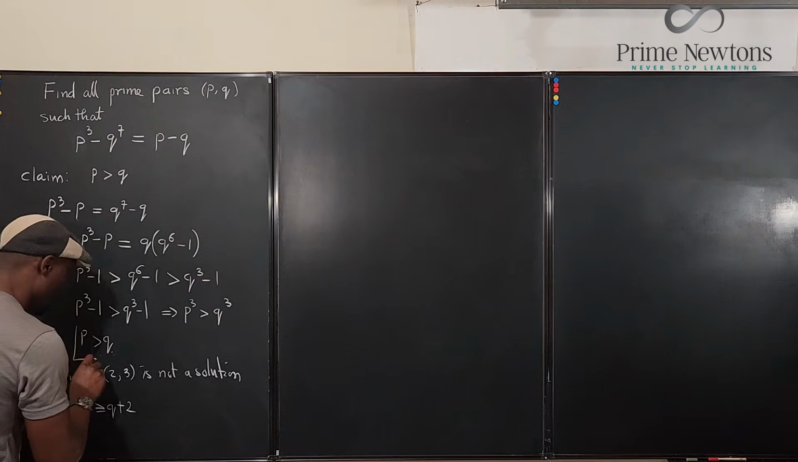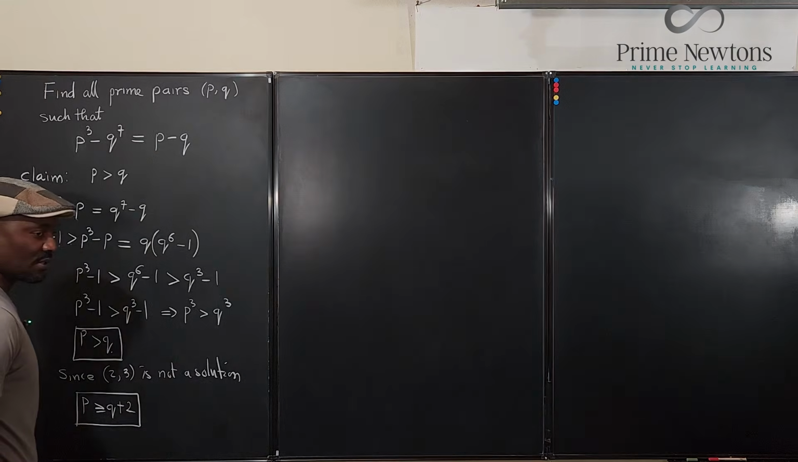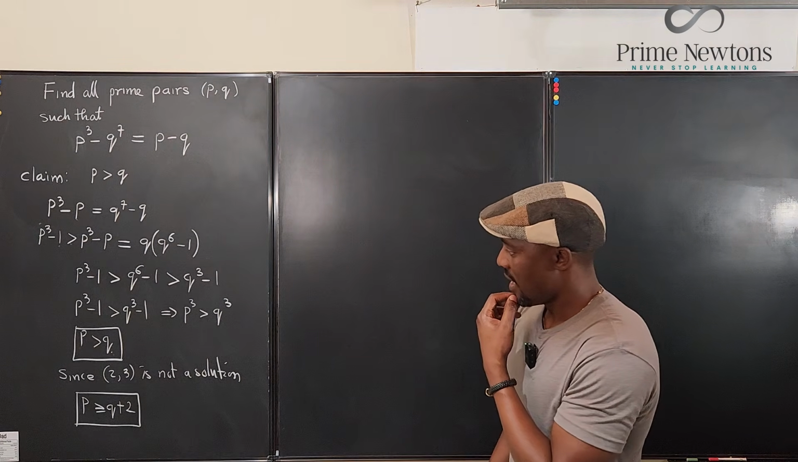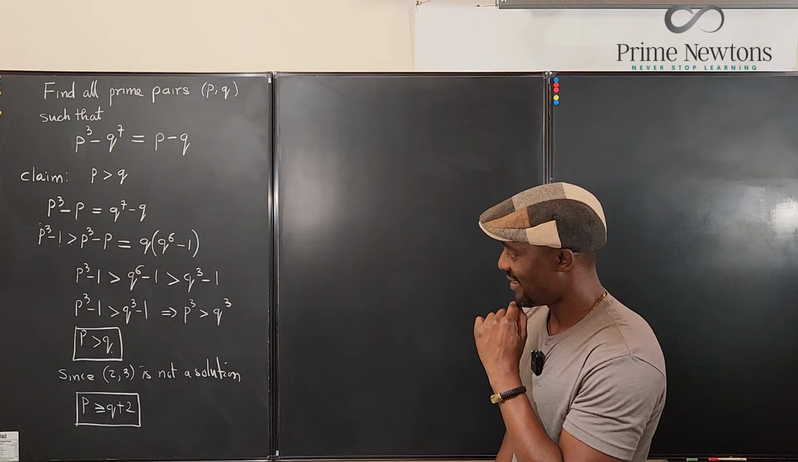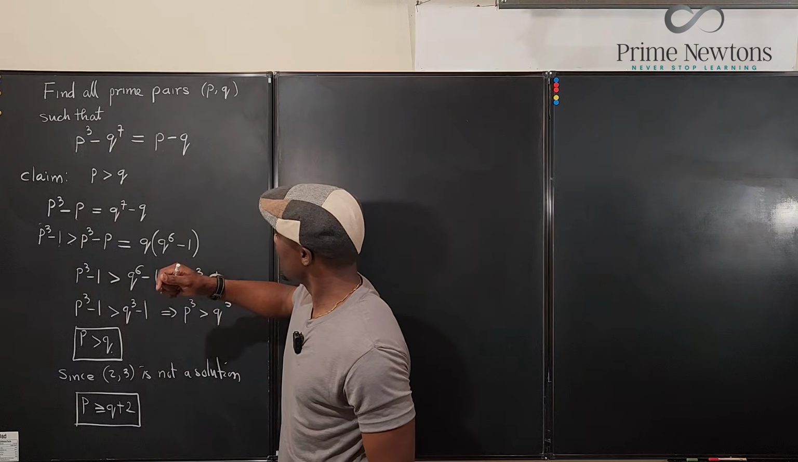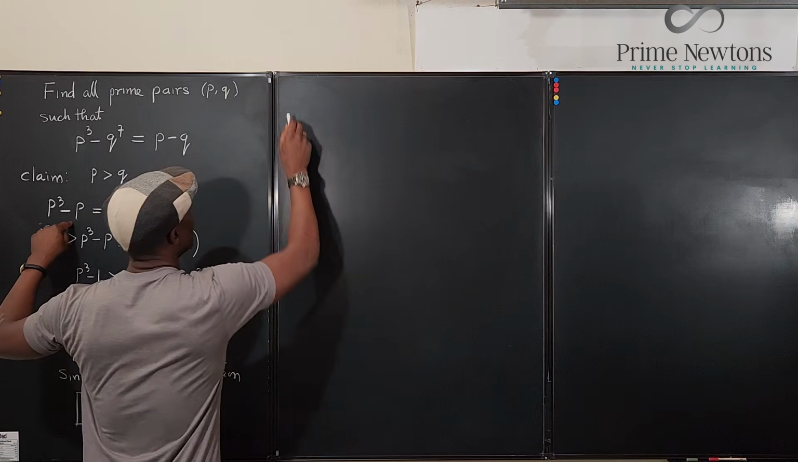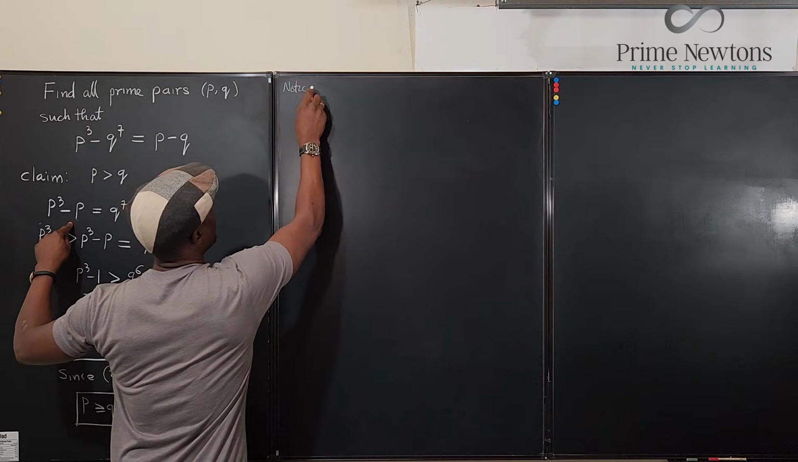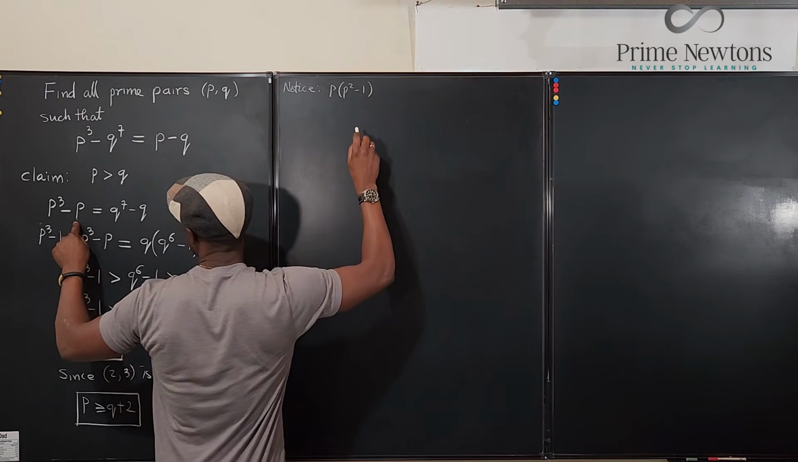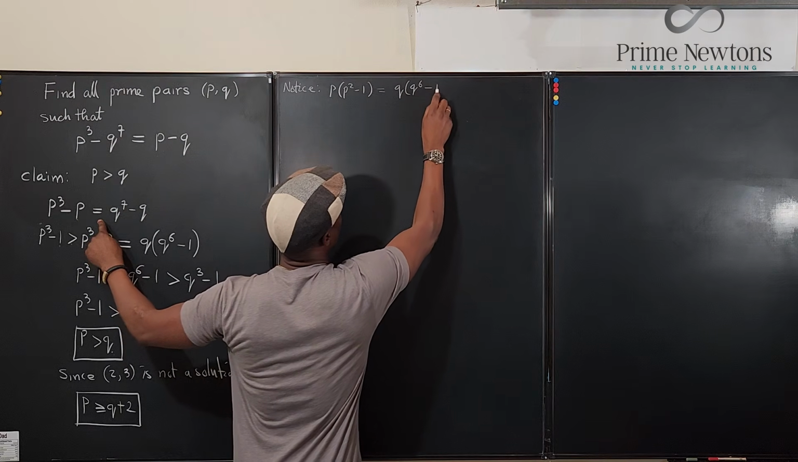So let me box all the claims. P is greater than Q. P is greater than or equal to Q plus 2. Okay, so what I want to do now is try to manipulate this relationship, or maybe I should start from here. Okay, from here, notice P times P squared minus 1 will be equal to Q times Q to the 6th minus 1.